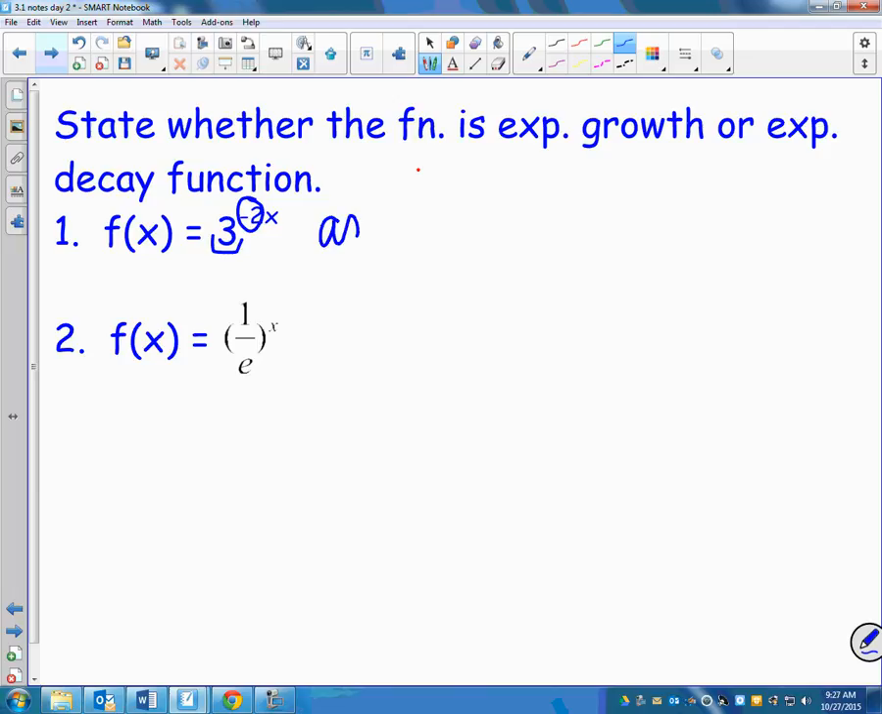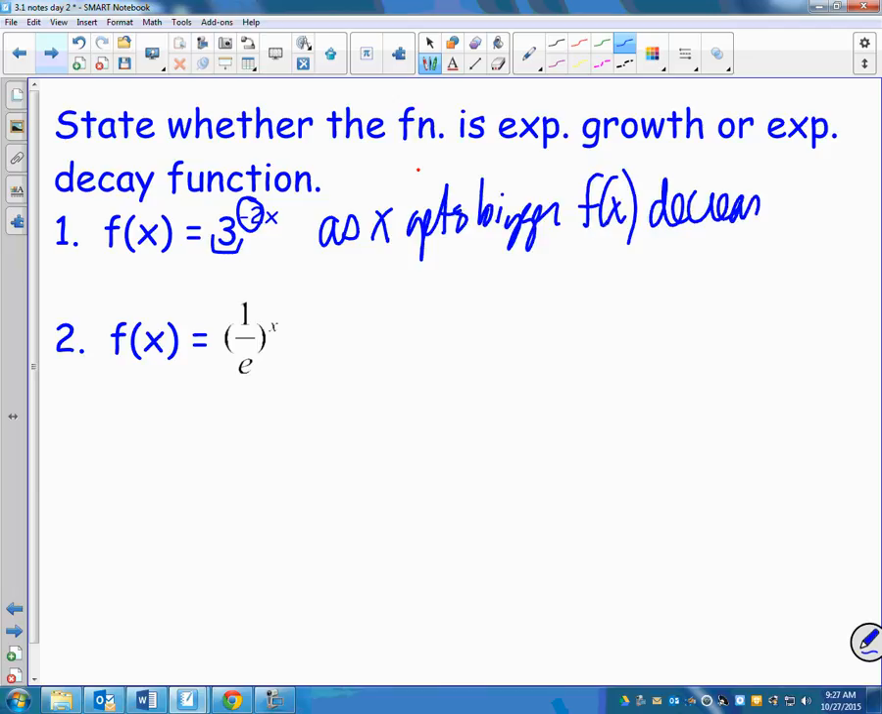So I'm going to say as x gets bigger, f of x is decreasing, or f of x is getting smaller. So that means that number 1 is exponential decay. And I always say, if you're not sure, just pick a couple points and see what happens. Or plug 10 in there, and if it's growth, you should get a pretty big number. If it's decay, you should get a really small number. So think about number 2 for a minute, and think about whether you want to say number 2 is growth or decay.